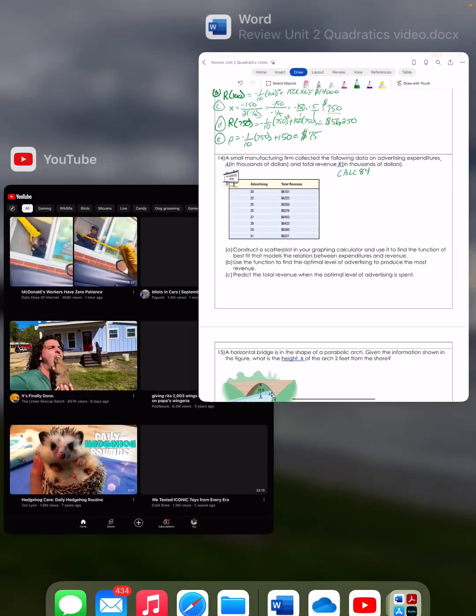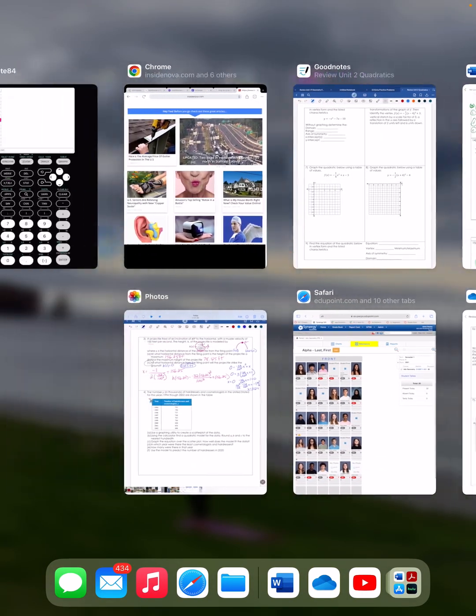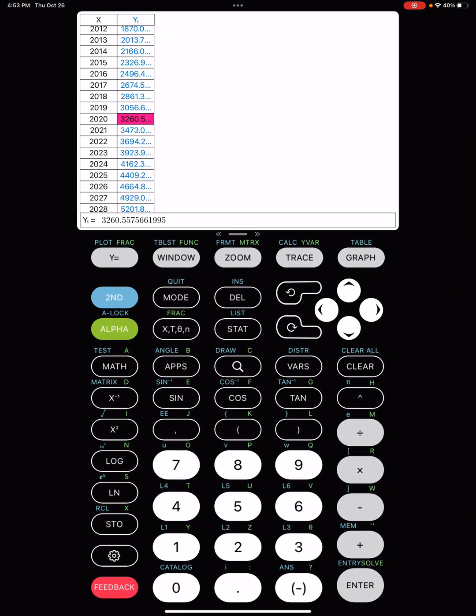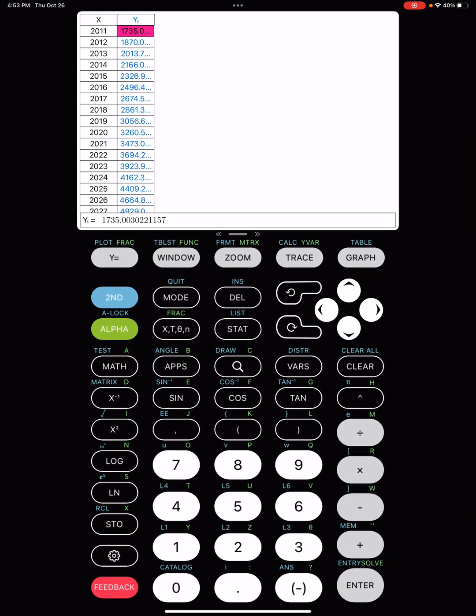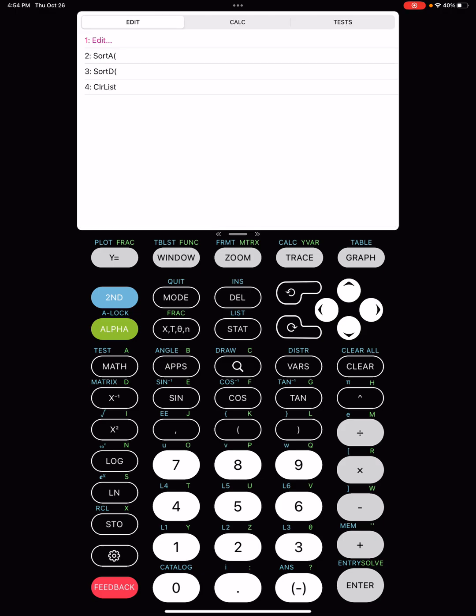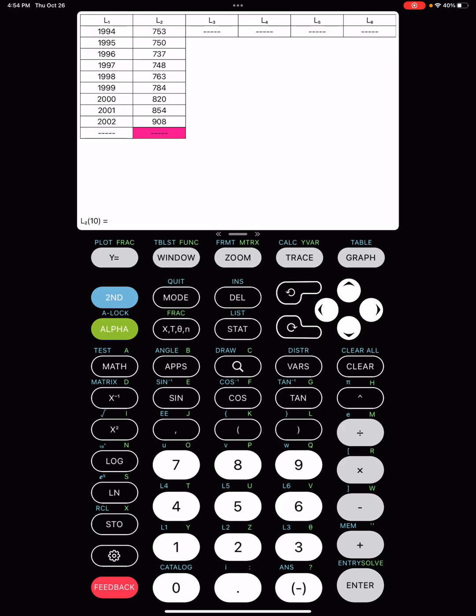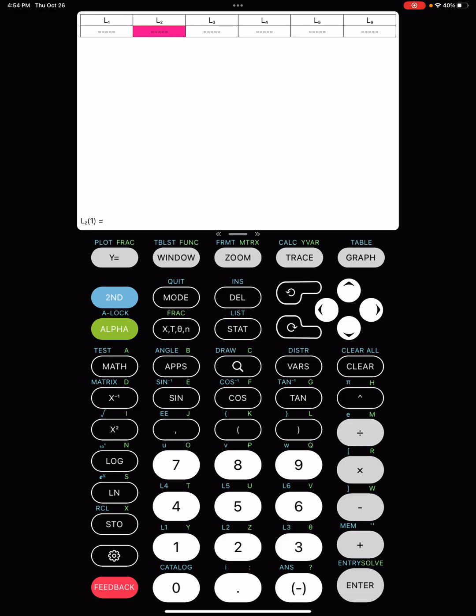How do you do this in the graphing calculator? In your graphing calculator, you go to Stat, you go to Edit, and if there are values in your table already, you go up to the top, press Clear, and press Enter. Do not press Delete, because it'll delete the list.